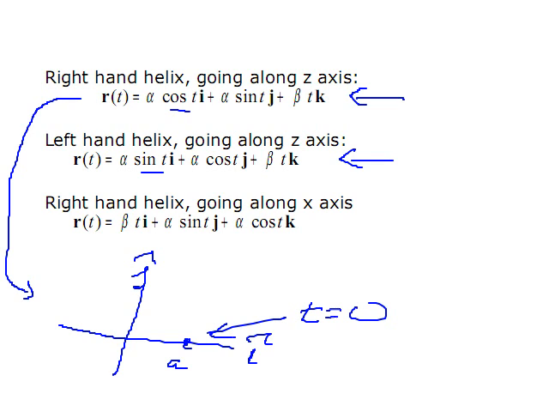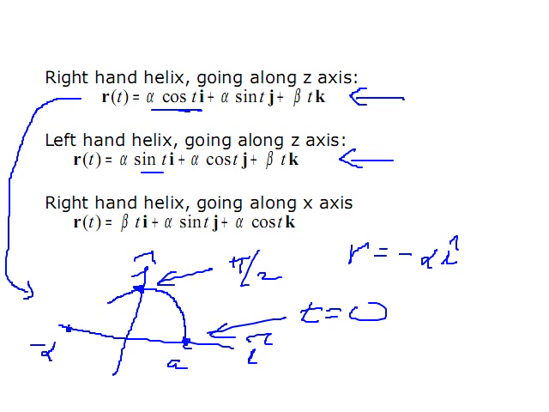Now let t advance to pi over 2. When t is pi over 2, the i term is 0, but alpha sine t is alpha. That's the j term. So now you're up here at pi over 2. At pi, r would be minus alpha in the i direction plus 0 in the j direction, so here you are at minus alpha. If you connect the dots, you're going in this direction, and that's considered a right-handed helix. It's going counterclockwise. Now I'll do the same thing for the left-handed helix so you can see the difference.